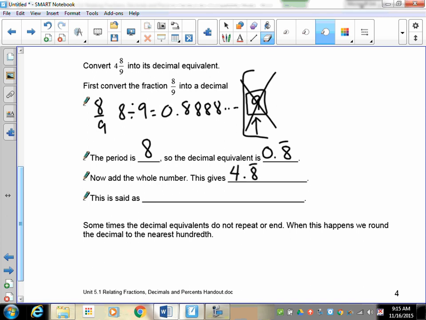4.8. And of course this is set as 4.8 repeating. Now, because there's only the 8 there, I can just say 8 repeating.